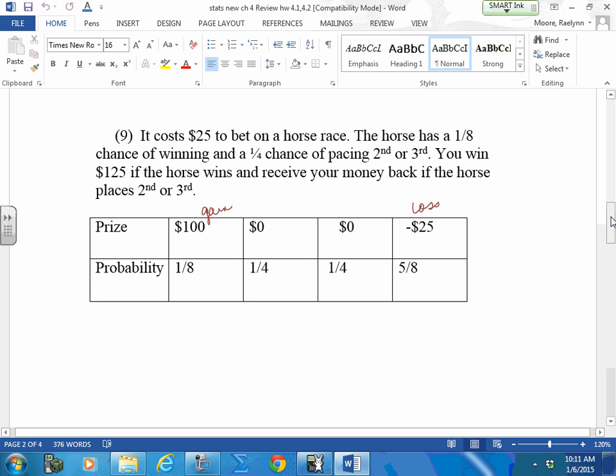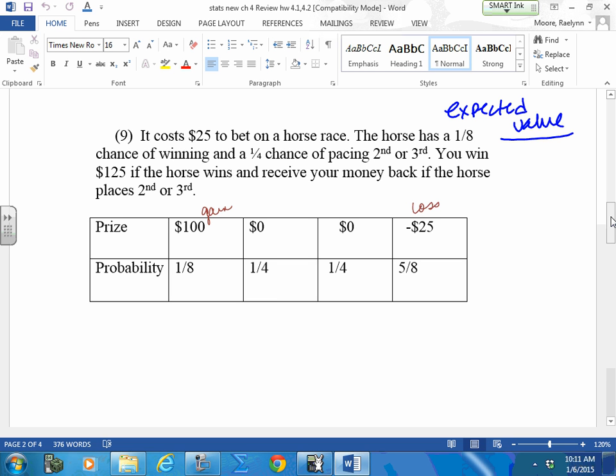Okay. Expected value. This is expected value. We found that expected value is the same as your mean. So for us, what do you expect to happen? You expect the average thing to happen. So expected value happens to be your mean.